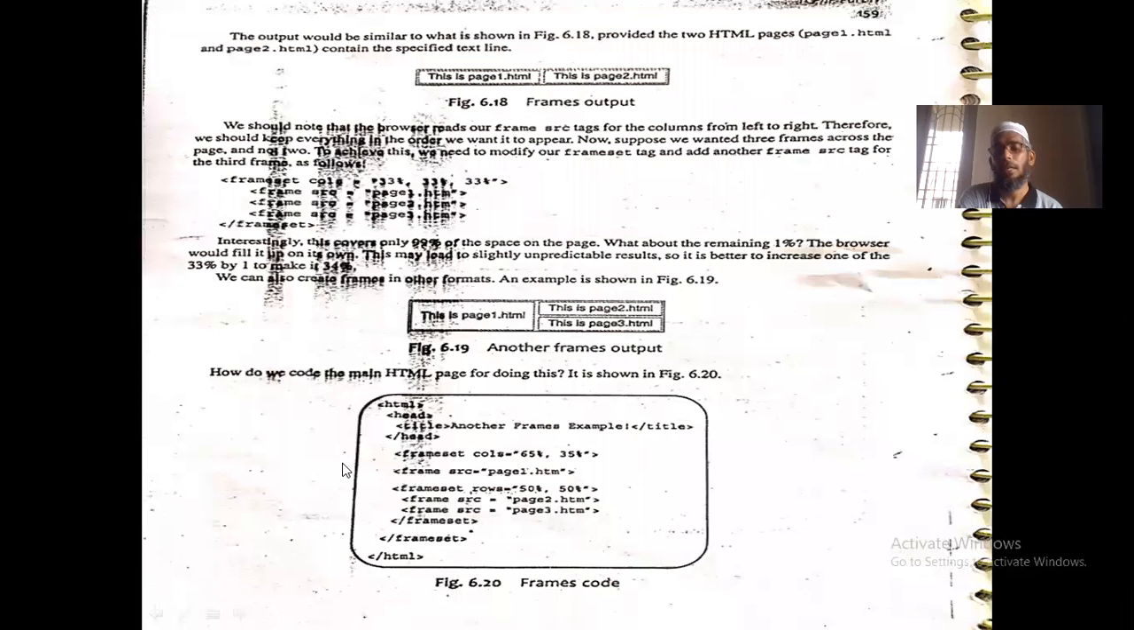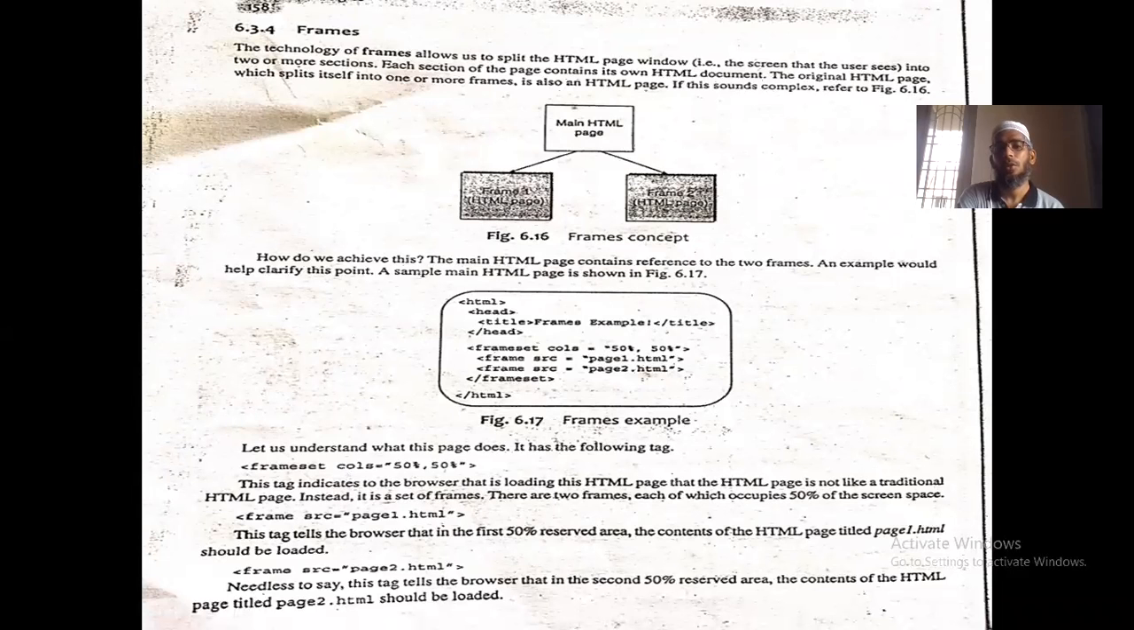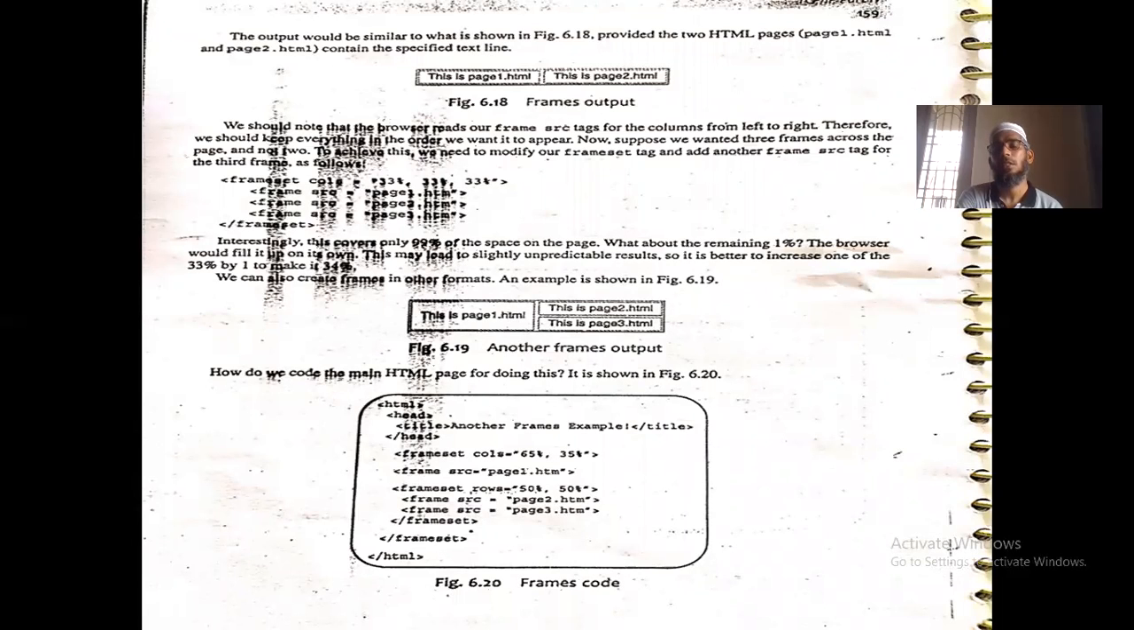The frameset tag allows you to indicate to the browser that the page being loaded is not like a traditional HTML page. Instead, it is a set of frames. The two frames each occupy 50% of the screen. Then you have the frame tag in which you give the source page, page 1 and page 2. So if you go for this, two HTML pages are displayed: in frame 1 one HTML page is displayed and in frame 2 another HTML page is displayed.